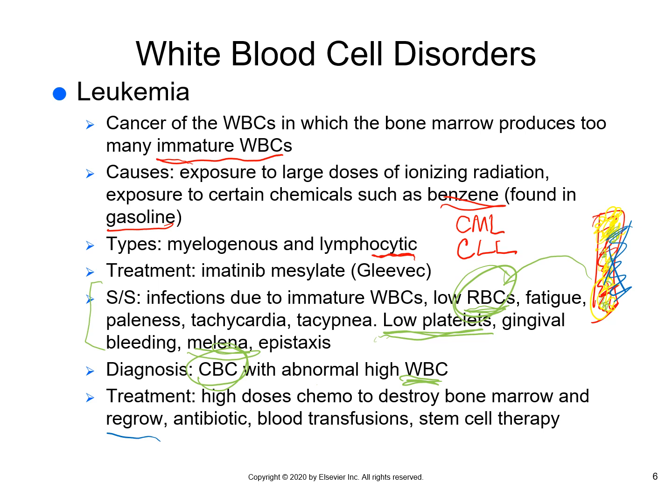Because of the risk for infection, we can also give the patient antibiotics. Blood transfusion if needed, because you will have low red blood cells and low platelets, so we will have to replace those cells. And then stem cell therapy also is believed to help with the leukemia. Going back to anatomy and physiology, remember that stem cells are capable of becoming those cells, like your white blood cells, RBCs, or even platelets later on.